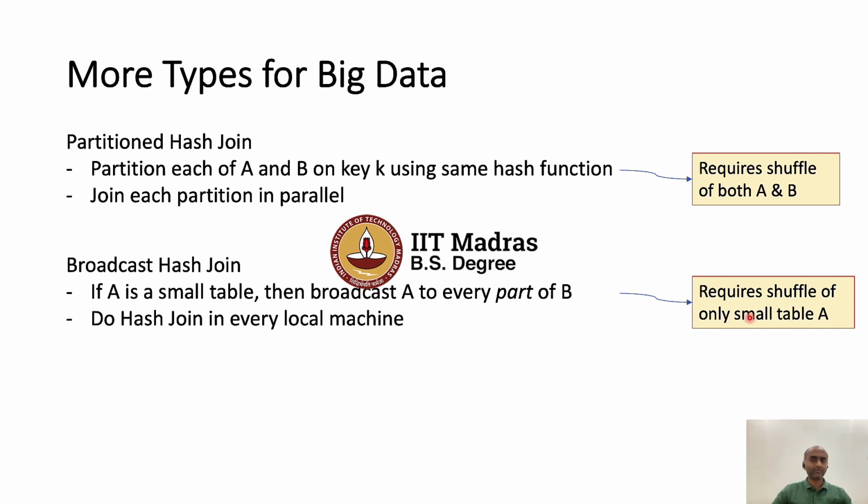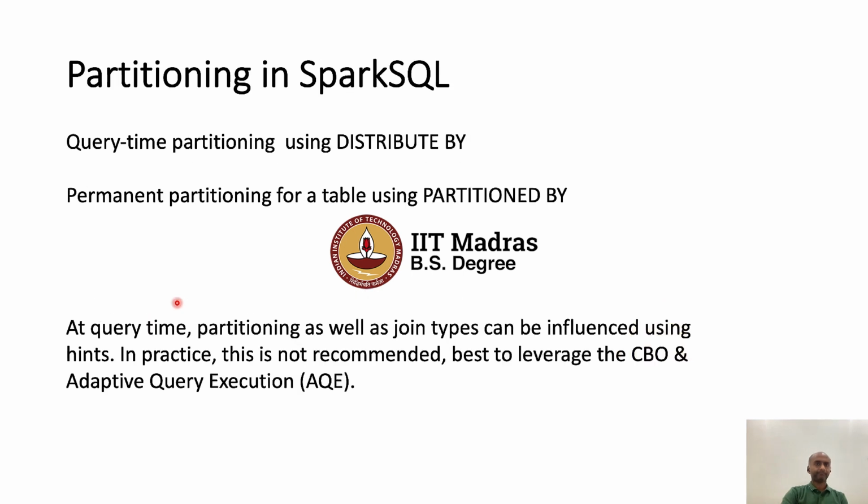So these look fairly complex, right, for the developer to worry about, but these are exactly the kind of decisions that the optimizer makes for you, provided it knows enough to be able to gauge whether A is small, B is small, etc. So let's just spend a few more minutes talking about partitioning.